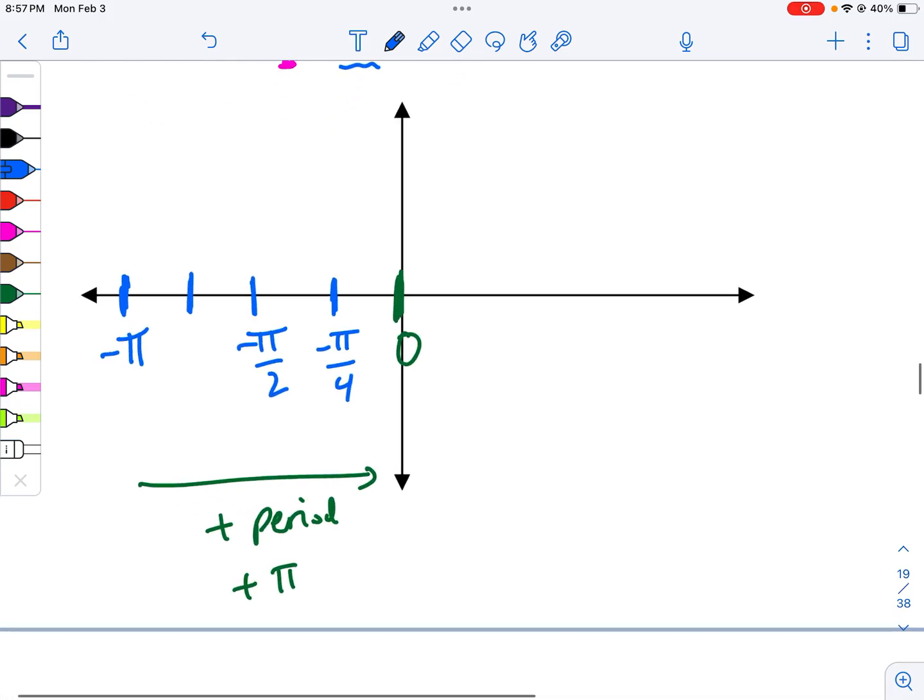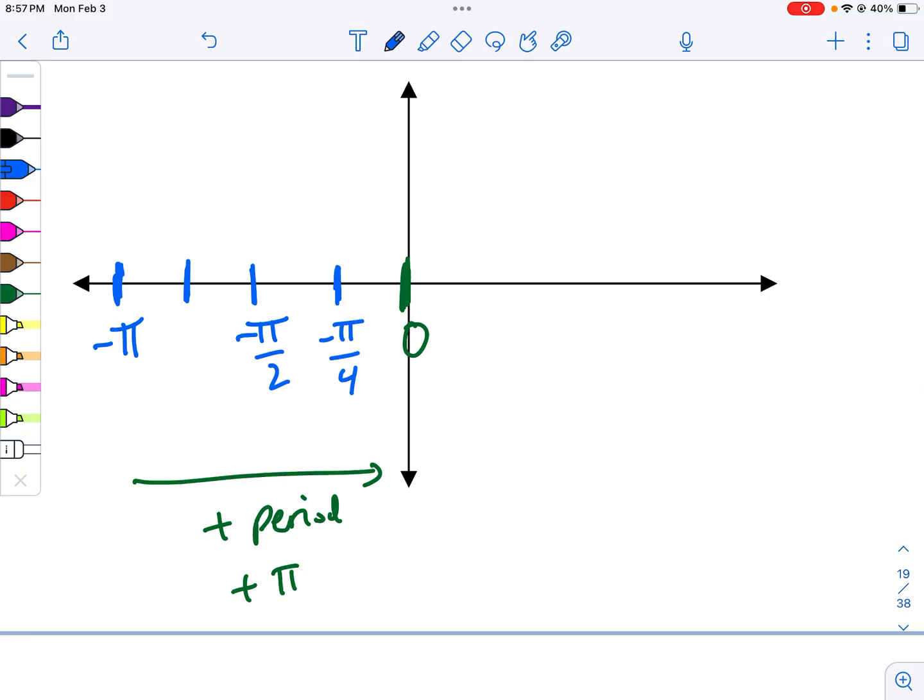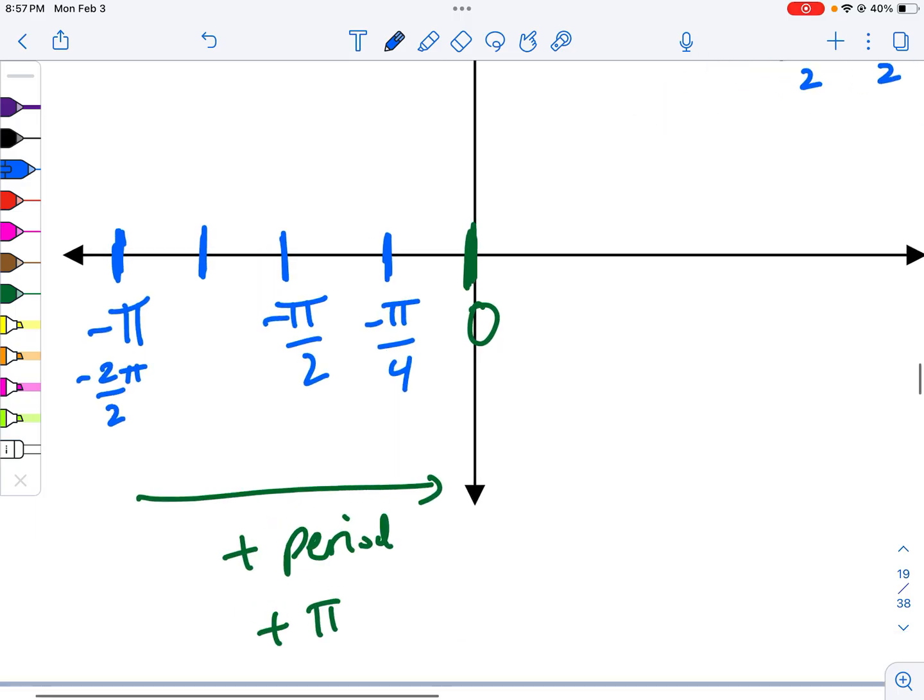All right, this left one's going to be a little bit harder, but if you think about pi in terms of halves, negative pi would be negative 2 pi over 2. Having that common denominator is going to make it much easier. So if I take negative 2 pi over 2 plus negative 1 pi over 2, that gives me negative 3 pi over 2. And if I cut that in half, multiply it by a half, that gives me negative 3 pi over 4. So my last midpoint is negative 3 pi over 4.